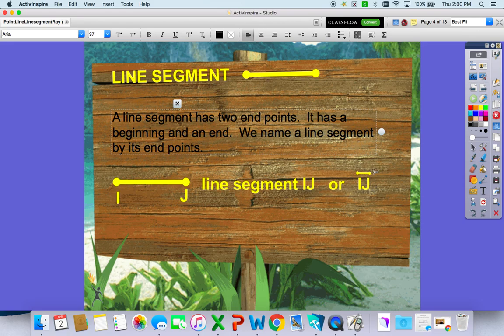Now, I like to tell my class that when we get in a line to go to lunch, when we get in a line to go to resource or recess, we're actually not getting in a line because we do have an end point and a beginning point. We have a line leader, we have someone at the end, so we are actually getting in a line segment.